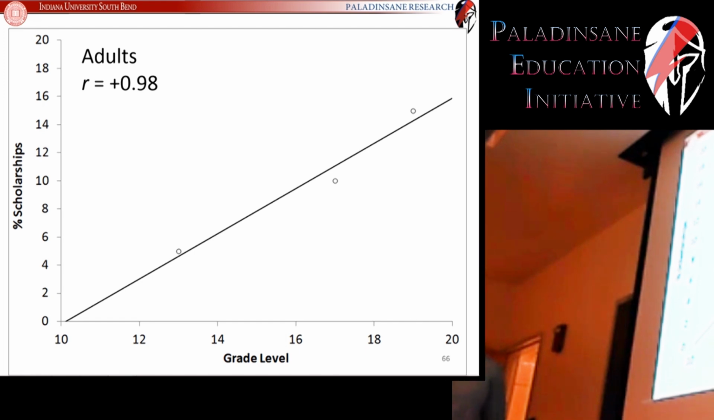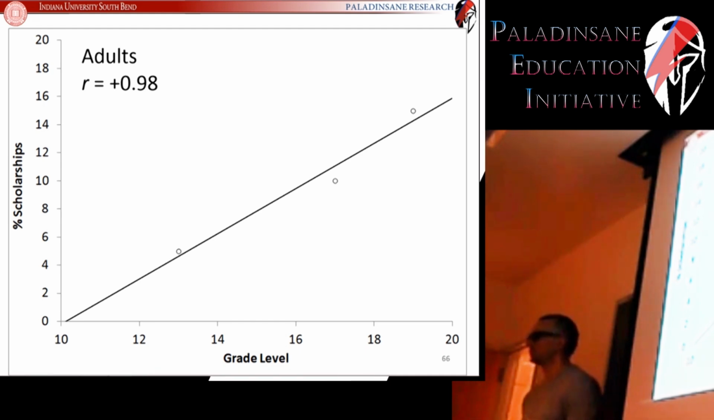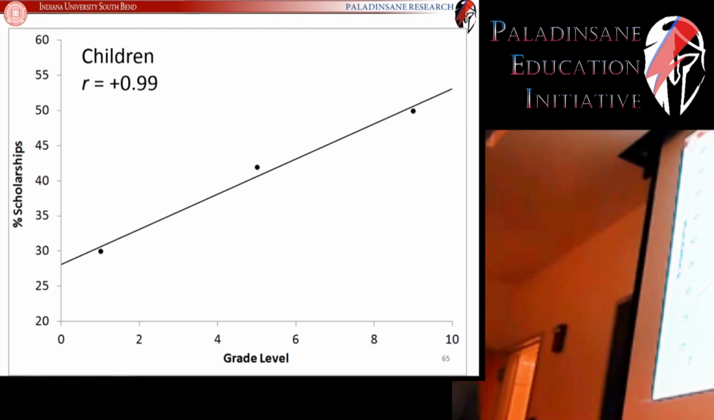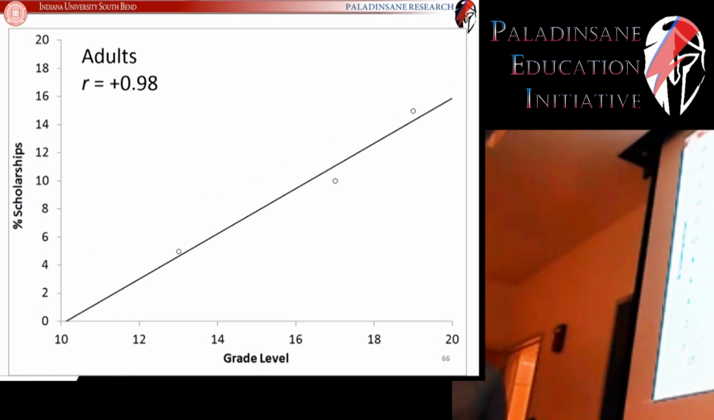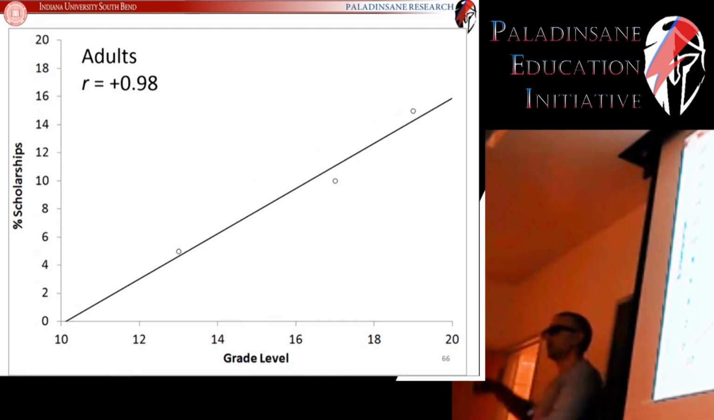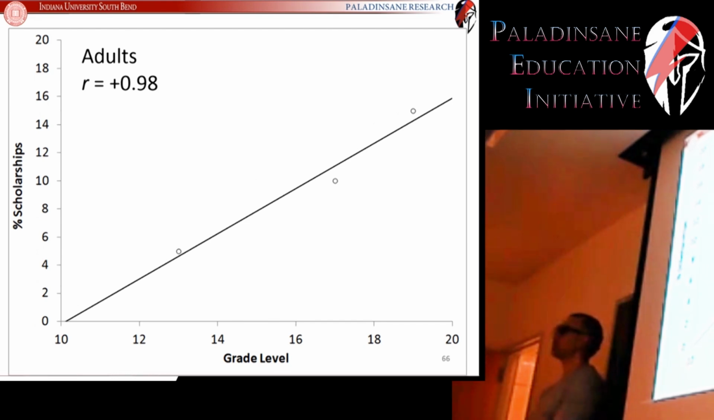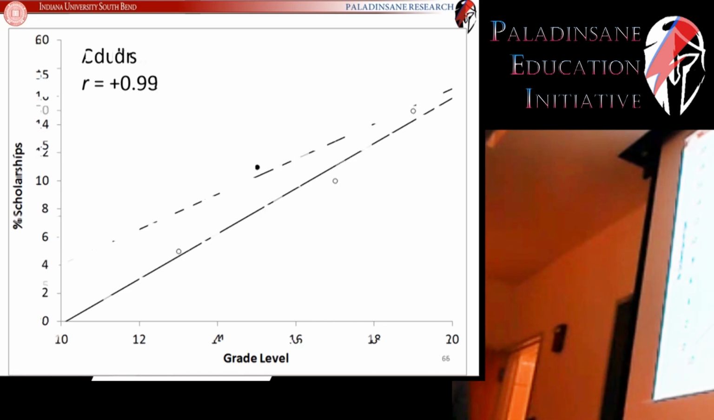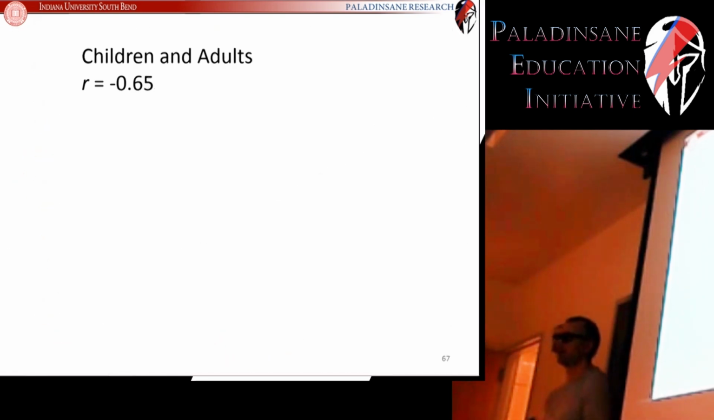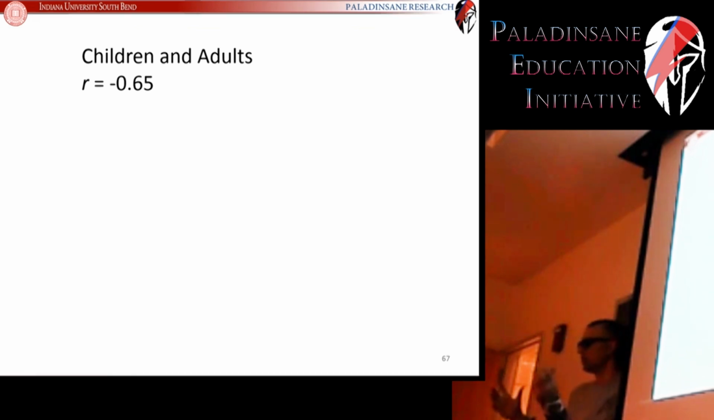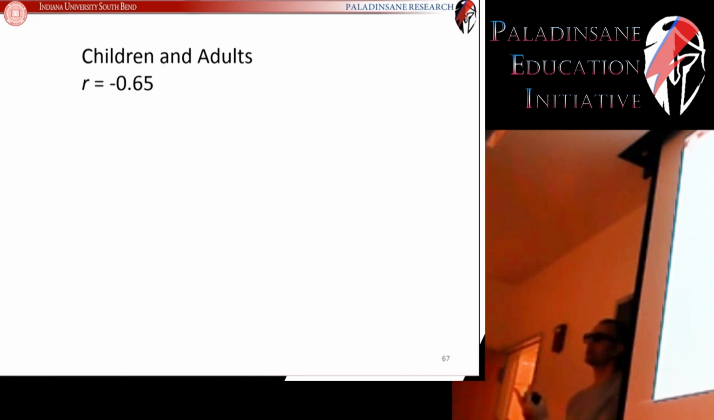And again, if you fit the correlation to this relationship between grade level and scholarships, we get, once again, an extremely high correlation. So we got high correlation for children, high correlation for adults, positive correlation for children, positive correlation for adults. And if you took this data and said, well, let's just combine all of this into one big data set and calculate the correlation coefficient, high for children, high for adults, calculate the combined correlation coefficient, you get a negative correlation. Negative when you combine two highly positive correlations, and that's Simpson's paradox.